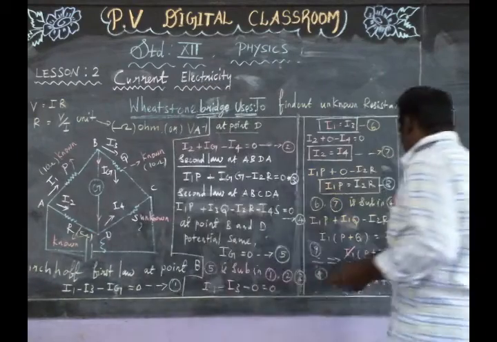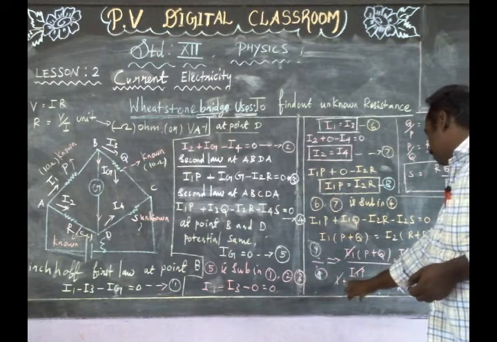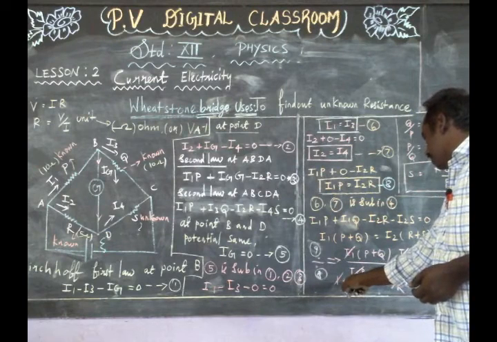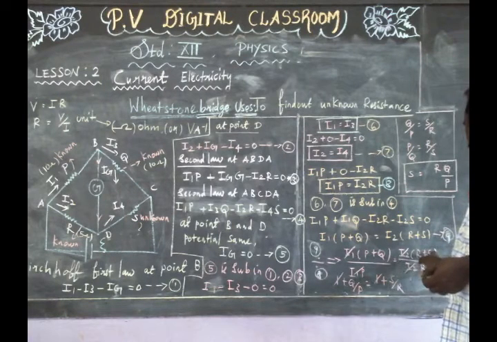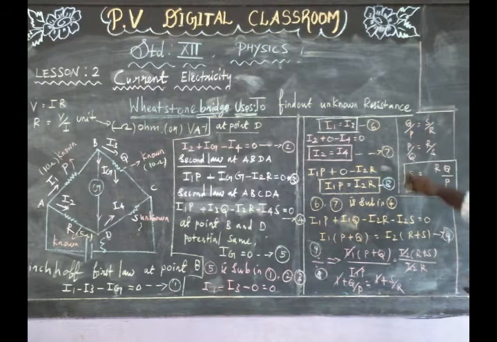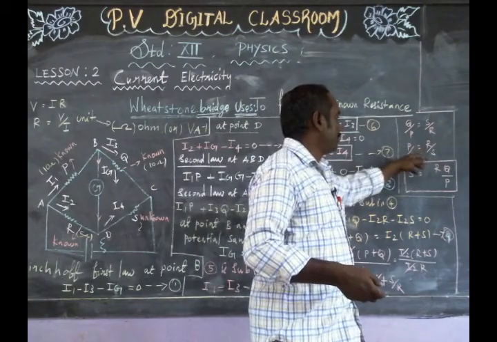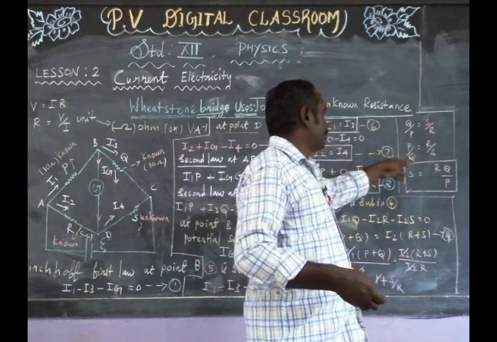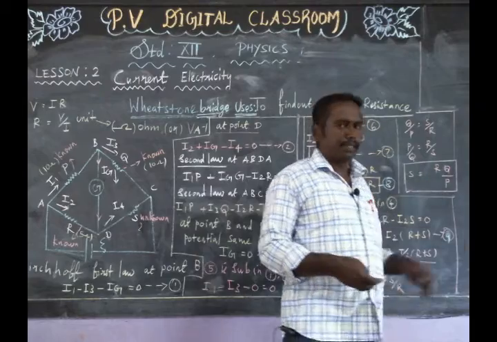So divided by, I1 cancels, I2 cancels, remaining value: P cancels, 1 plus Q by P is equal to S by R. So Q by P is equal to S by R. So reciprocal there, P by Q is equal to R by S. So if we need only the S value, the unknown resistance, S goes to the left side, S equals RQ by P, cross multiply there.